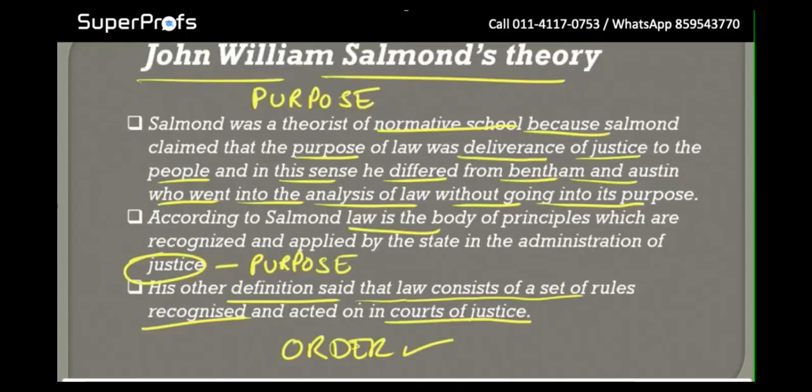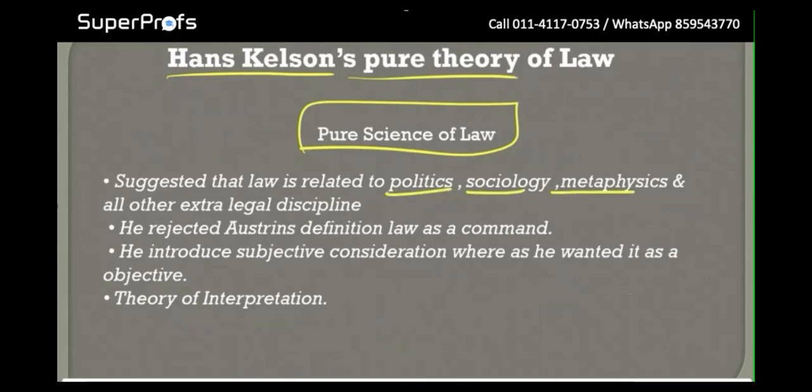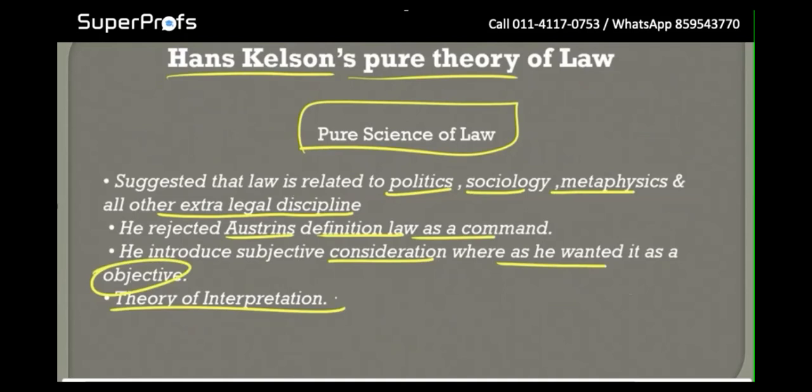Next, we come to the concept of Hans Kelsen's pure theory of law, the pure science of law. He suggested that law is related to politics, sociology, metaphysics and all other extra-legal disciplines. He rejected Austin's definition that law is a command. He introduced the objective consideration where the subjective was used earlier. So this is what we call the theory of interpretation.